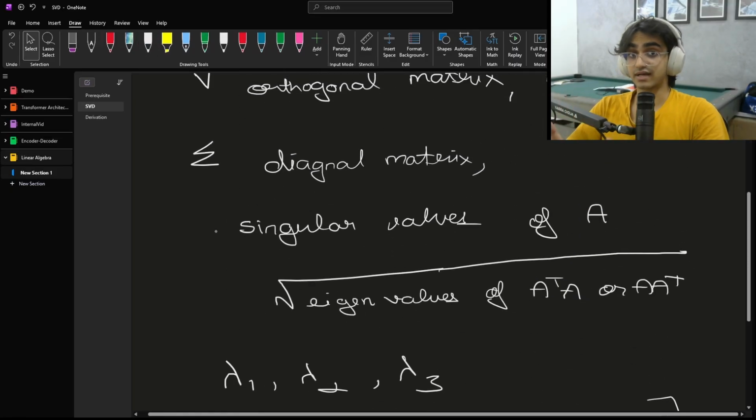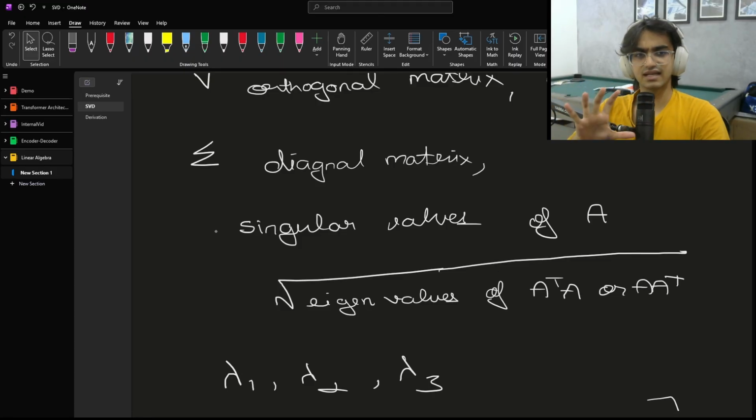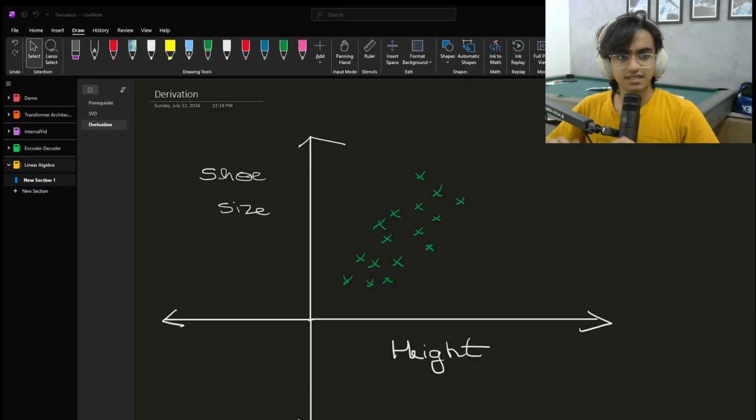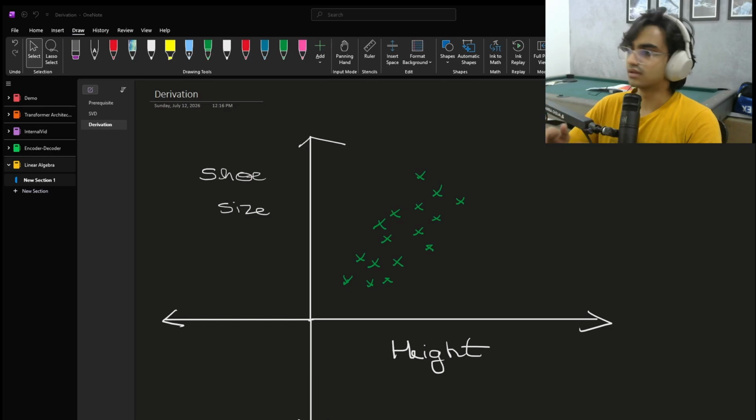All of this is great, but why do we need SVD and how exactly do we even get this formula? I will be deriving that now, and I'll show you exactly why we need SVD towards the later part of the video. Let's understand the derivation with the help of an example.